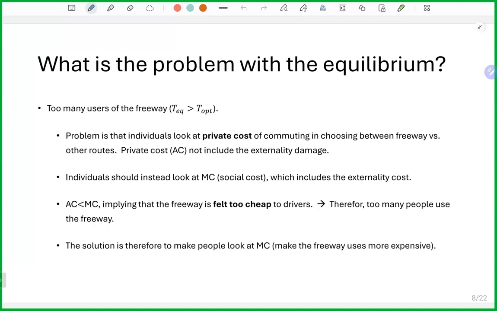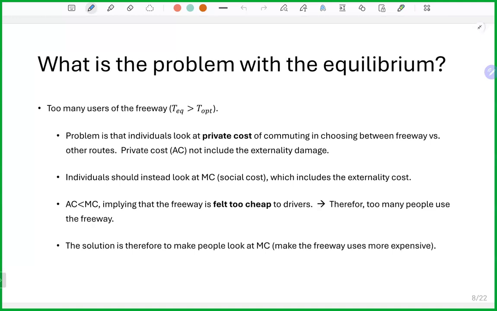So what is the solution then? We already discussed the solution. What if we let people correctly perceive this social cost as their private cost? What if this external cost is internalized, meaning that this externality is considered as part of your own private cost?